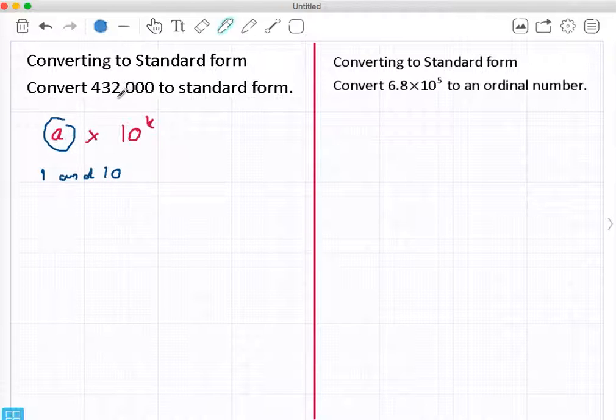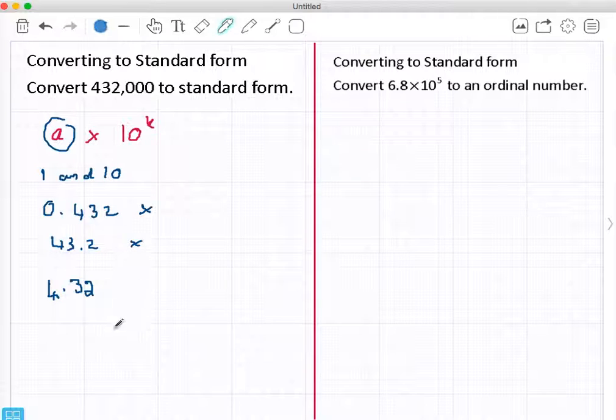432,000. Now the number I choose for A must be between 1 and 10. So I don't want to choose 0.432 because that's less than 1. I don't want to choose 43.2. None of these are correct. What I want to choose is 4.32. So it's a kind of determined format. That is the one I have to choose from that number.